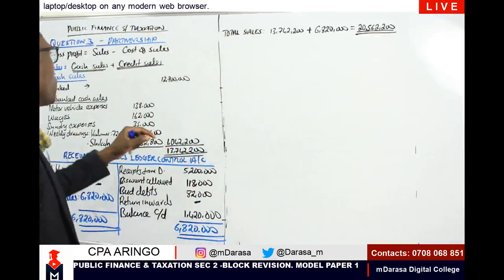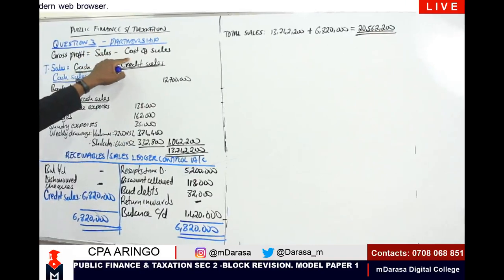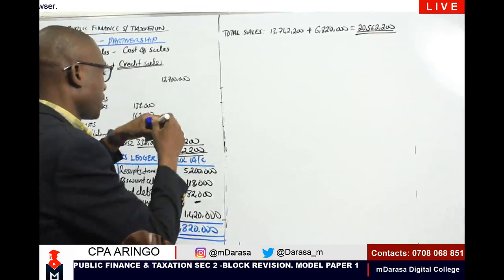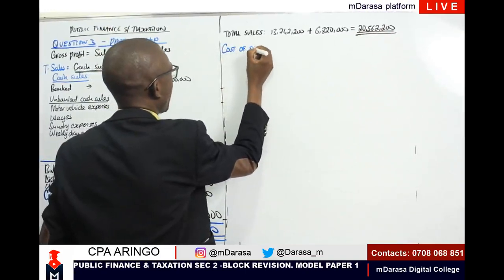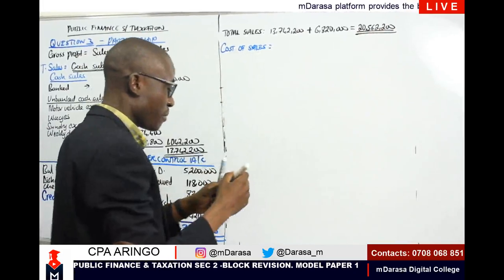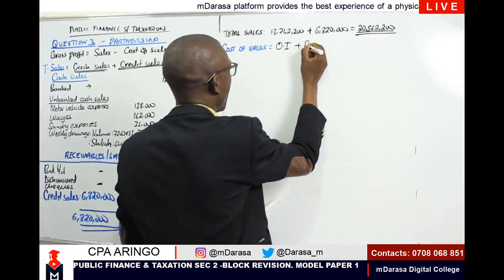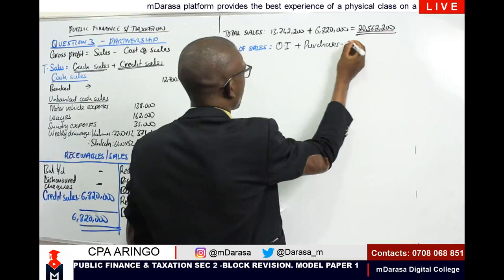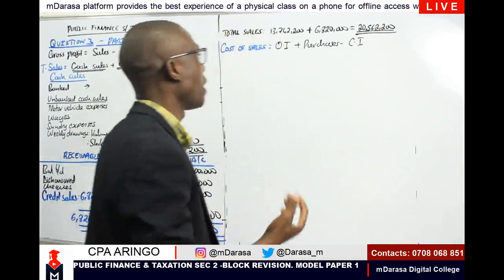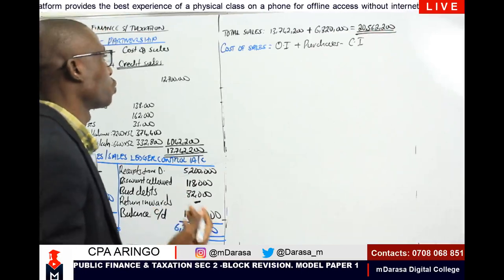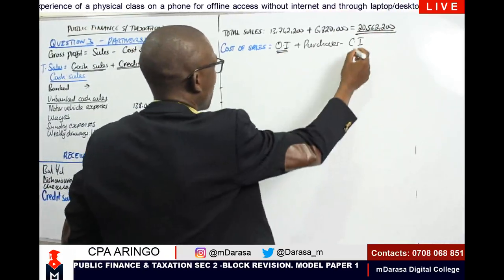And you know very well that for us to determine our gross profit, I'll also have to consider our cost of sales, right? What about our cost of sales, my good students? To determine our cost of sales, you know very well, we take our opening inventory, add our purchases, then less our closing inventory. That should give us our cost of sales. So identify what we were given and what we were not given. We can clearly see we weren't given our opening inventory, but we are given our closing inventory.